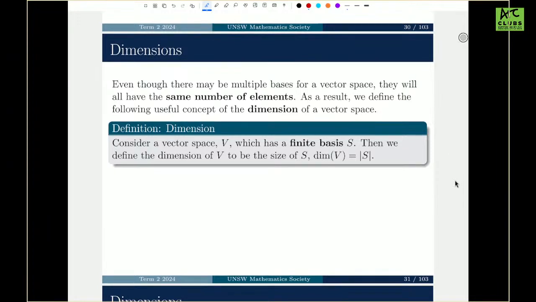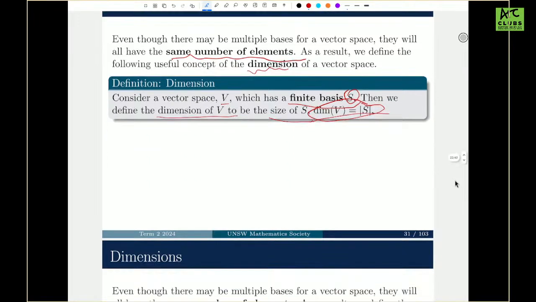All bases for a vector space will have the same number of elements. It's just a fact. And as a result, we can define the concept of a dimension of a vector space like so. Suppose V has a finite basis S, then we define the dimension of V to be the number of elements in S. And this will work for any finite basis S, because again, it has the same number of elements. Not an easy thing to prove, I believe, but it lets us define the dimension of a vector space.